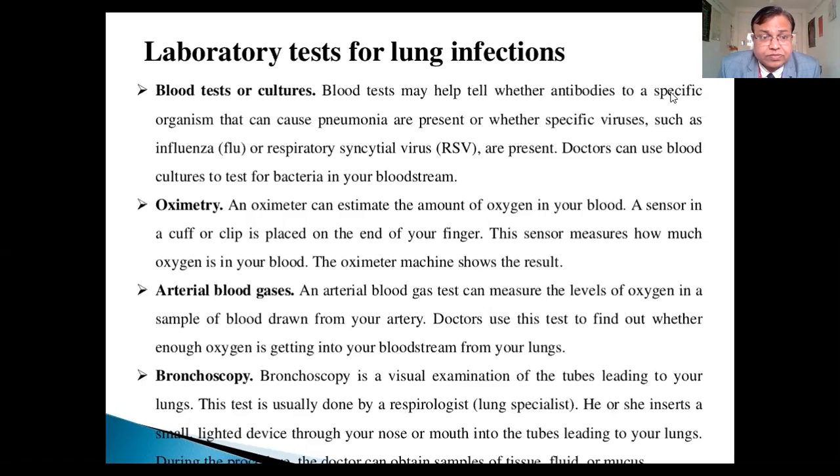Next is the oximetry test. An oximeter can estimate the amount of oxygen in the blood. A sensor in a cuff or clip is placed on the end of your finger. This sensor measures how much oxygen is present in your blood. This is the oximetry test. The oximeter machine shows the result.